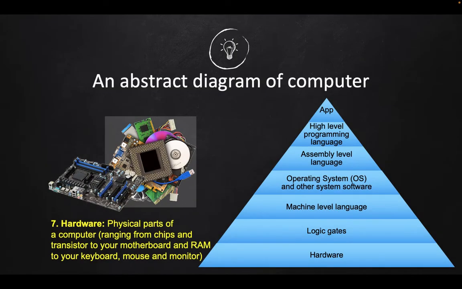The last layer of computer is hardware. That is all the physical parts of a computer. It ranges from chips to transistors to your motherboard, RAM, to your keyboard, mouse, monitor. All these things are part of computer hardware. It means whatever physical devices you can see, either as a user, meaning your entire computer or keyboard and all other peripheral devices, or if you open the computer or break the computer, whatever bits and pieces or transistors and chips you can see inside it, all of them are part of computer hardware.